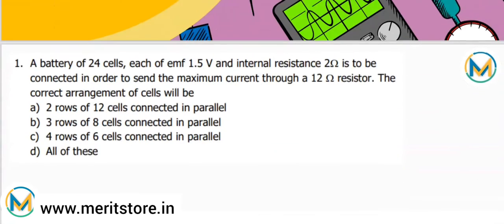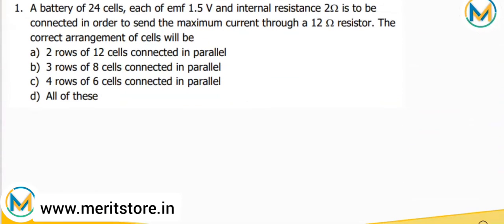First question: a battery of 24 cells, each of EMF 1.5 volt and internal resistance 2 ohm, is to be connected in order to send the maximum current through a 12 ohm resistor. The correct arrangement of cells will be.